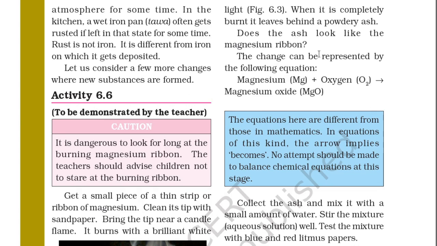The change can be represented by the following equation. Magnesium plus oxygen gives magnesium oxide. The equations here are different from those in mathematics. In equations of this kind, the arrow implies becomes. So magnesium plus oxygen will become magnesium oxide, MgO. No attempt should be made to balance chemical equations at this stage.